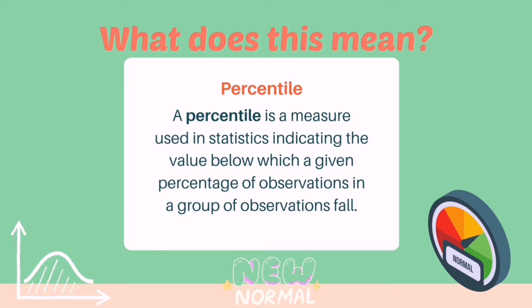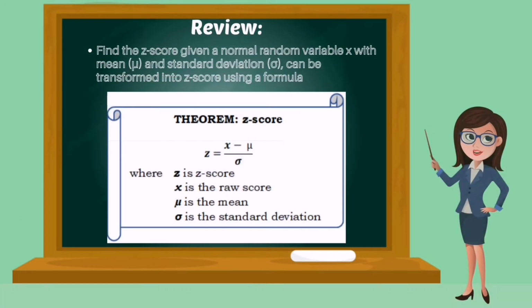Let us have a short review on standard score. Did you know that given a normal random variable x with mean mu and standard deviation sigma, we can transform it into a z-score? Yes, you're right. We are going to use this formula following this theorem.